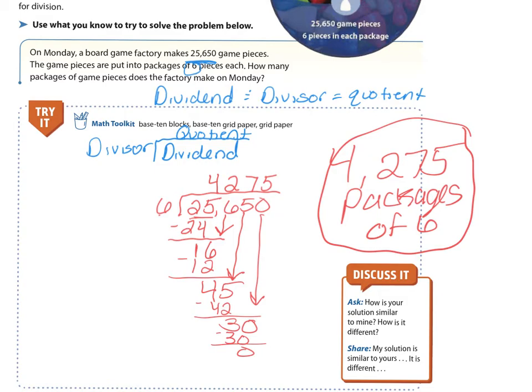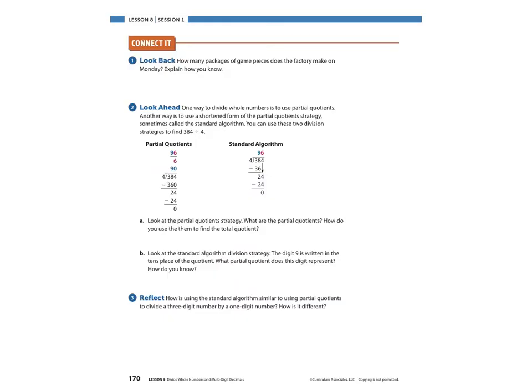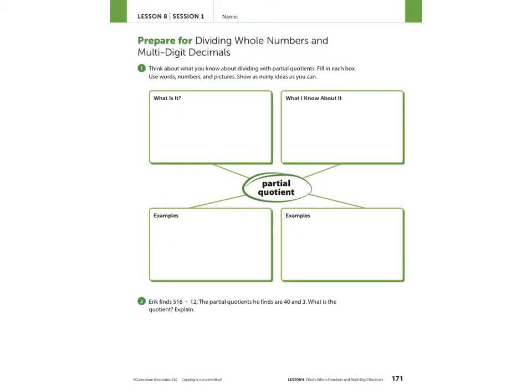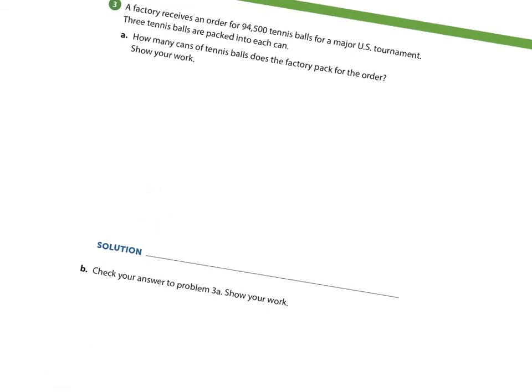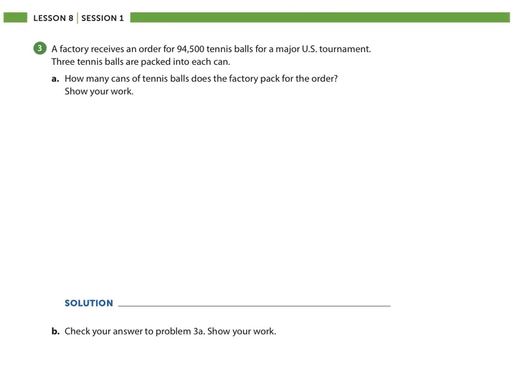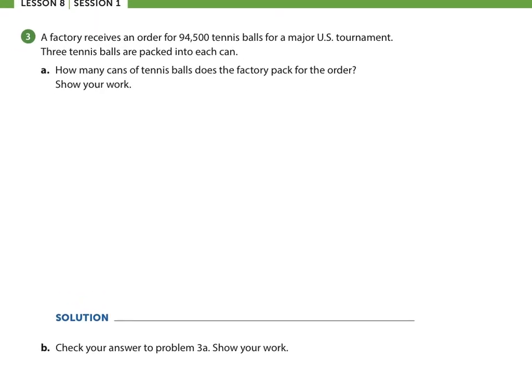Okay. So we are actually going to skip over page 170. We're going to skip through 171, and we're going to look at 172 together. So we're on page 172, still in Lesson 8, Session 1. This is another whole number division problem. So we're going to do another practice problem together before we get into Session 2 and we start adding those decimals in. So we need some more practice with the whole number piece.